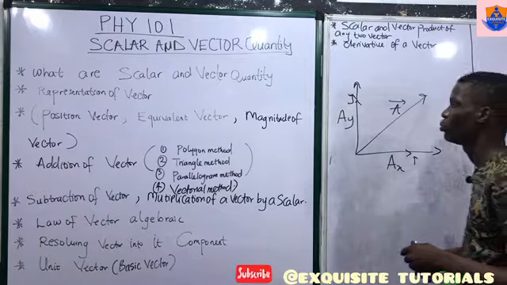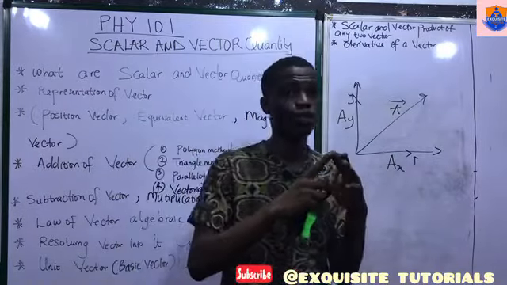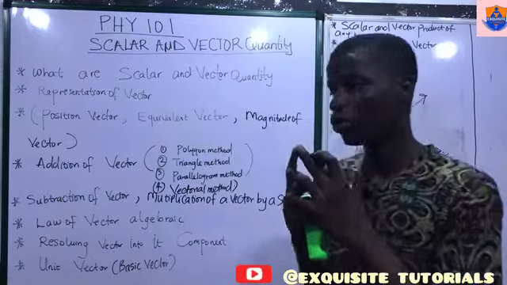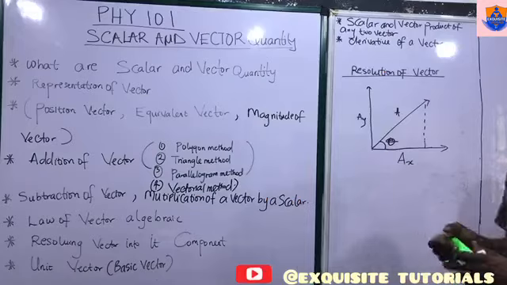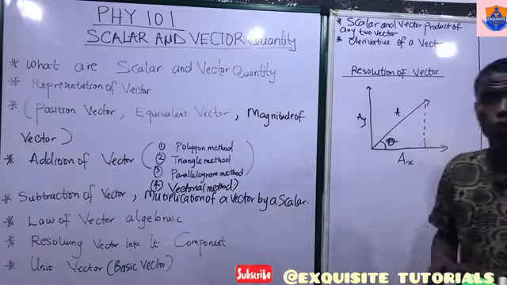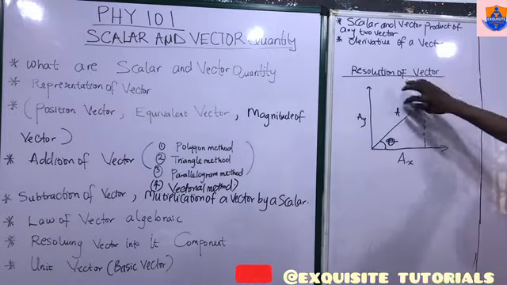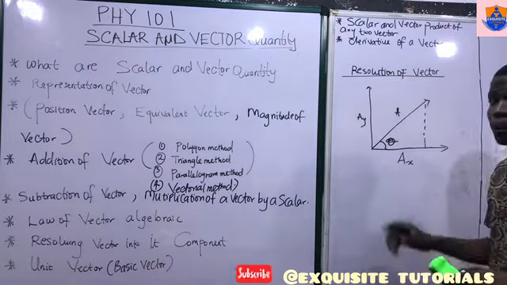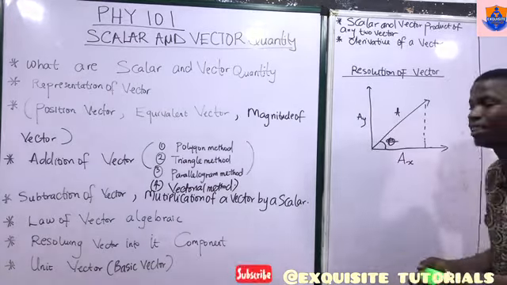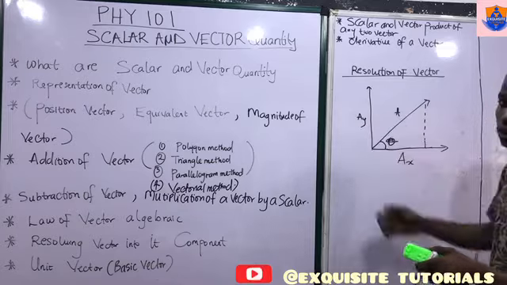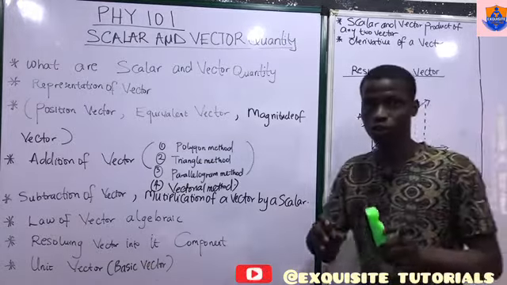So the word resolution means you are trying to consider the effect of the resultant, or rather the major vector, on its coordinate axis. First of all, I will state the definition for resolution of a vector. If you are trying to resolve a vector, you are trying to take the effect of the magnitude of the resultant to its coordinate axis, that is, its coordinate. Taking the effect of the resultant to its coordinate is referred to as resolution.